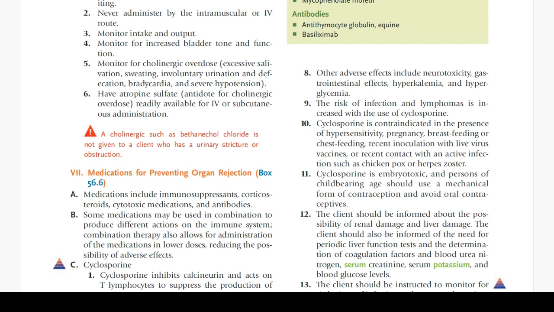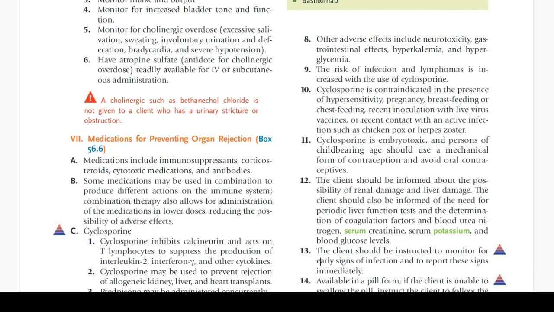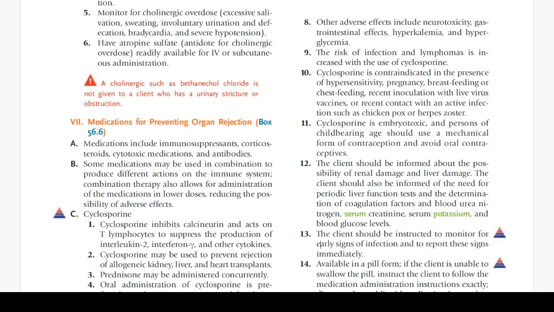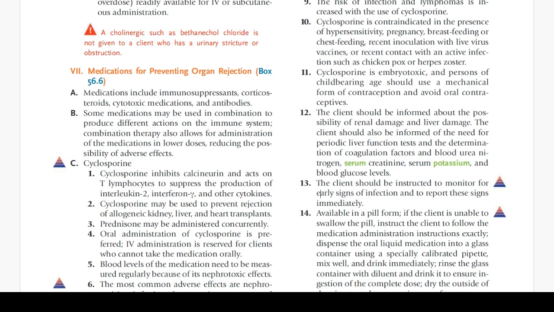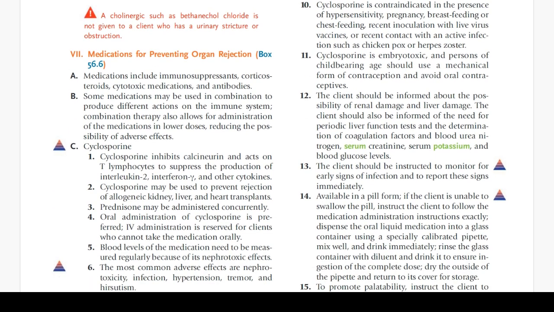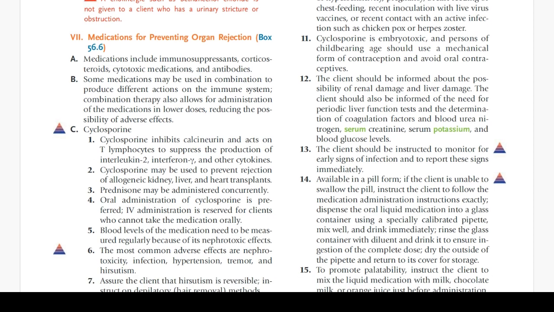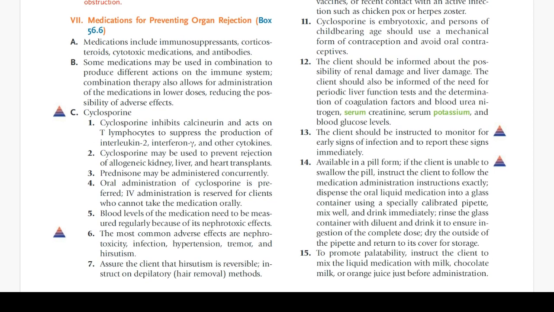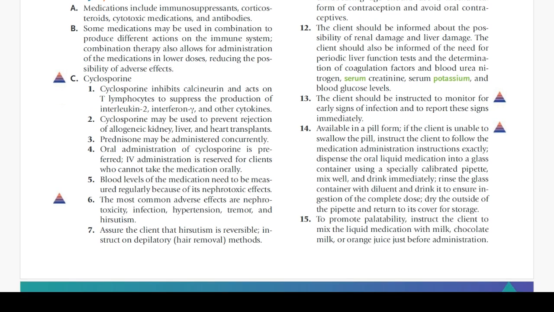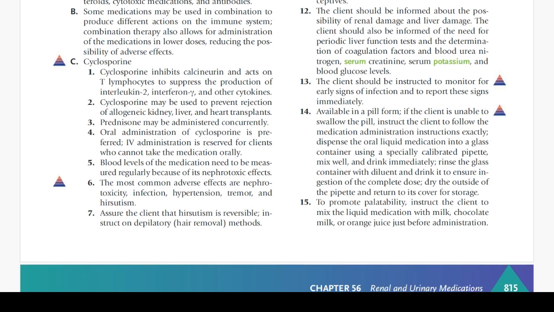Risk of infection. Contraindicated in the presence of a hypersensitivity, pregnancy, or breastfeeding. Embryotoxic. So persons of childbearing age should use a mechanical form of contraception. Avoid oral contraceptives. They're not going to be as effective. Inform the patient about the possibility of renal damage and liver damage. Therefore, we need to be reporting if they're having symptoms of decreased urine output.